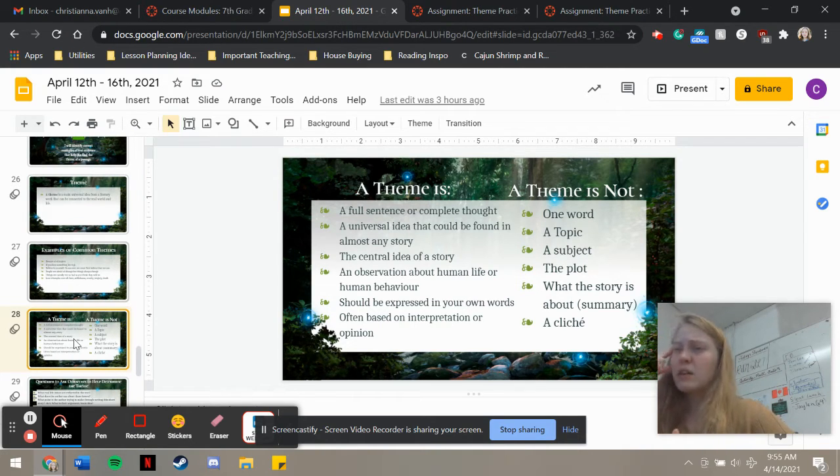If someone ever tells you, oh, the theme of that story is love, you can look them in the face and say, nope, definitely not. Why? That's one word. Another thing is a theme could be found in almost any story, meaning that it's universal. It's not specific to that story. All right, it's also the central idea of a story. Often the theme is the same thing in literature as a central idea.